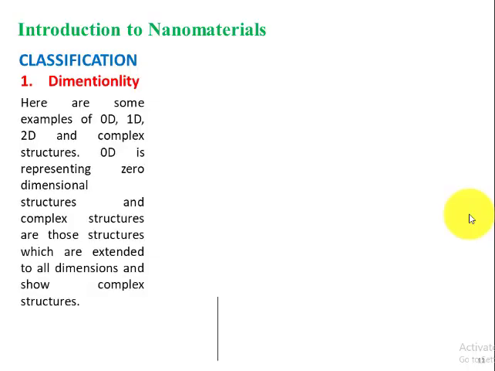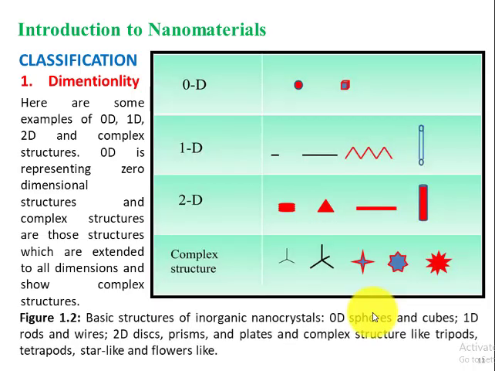While talking about dimensionality, one-dimensional, two-dimensional, and three-dimensional materials, another type of nanomaterials is zero-dimensional materials, which is often not discussed in classification. Here is a picture representing zero-dimensional, one-dimensional, two-dimensional materials and some complex structures. Zero-dimensional materials are just like dots, spheres, cubes. On the other hand, one-dimensional materials are in nanoscale along one dimension. They are usually rods or wires.